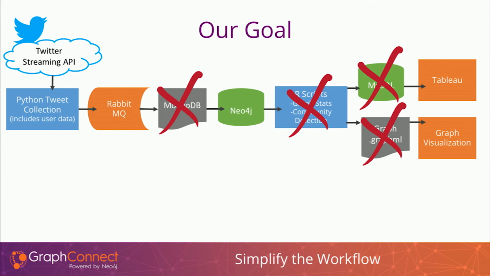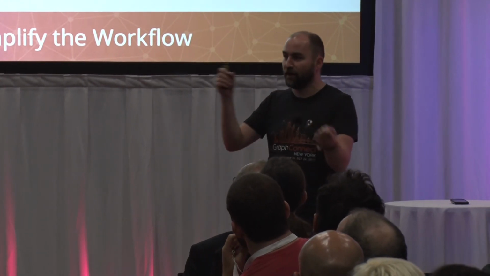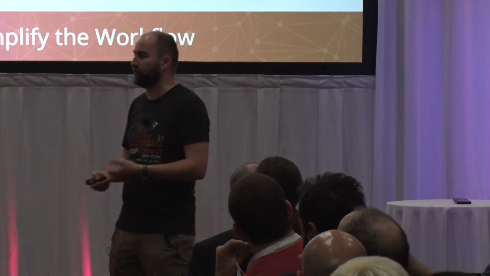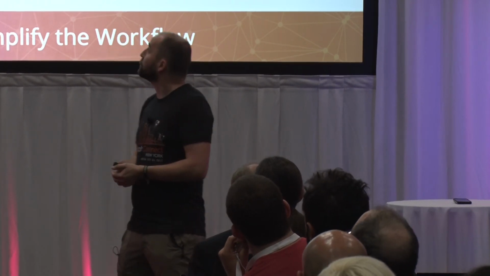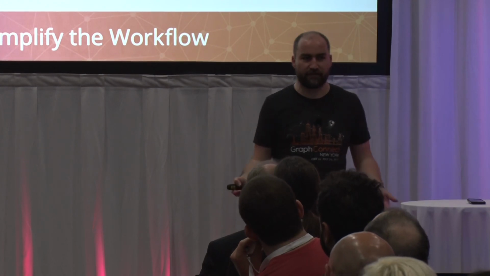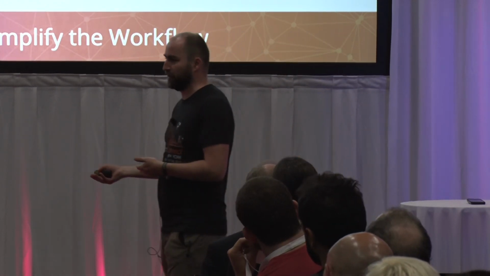The other thing is that as a graph database, we should also be able to run graph algorithms ourselves. So there shouldn't be a need to export data from Neo4j to R to run something and write the data back and forth. We actually wanted all of it to happen within the graph model that's in Neo4j. And of course, if you want to visualize something in Tableau, you shouldn't need to put it in MySQL first.